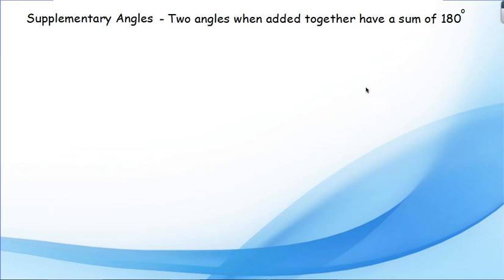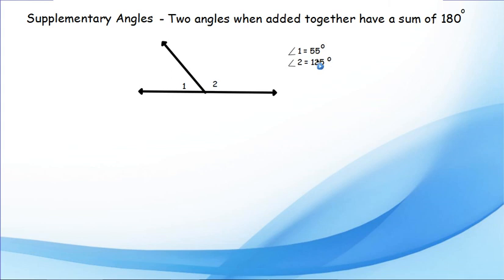Alright, next one is a supplementary angle, and that's just when two angles are added together to have a sum of 180. So basically the same concept of complementary angles, just this time we're adding two angles together and the sum is going to be 180. So in this case we said angle 1 here is 55 degrees, angle 2 is 125 degrees, and so when I add those together I get 180.